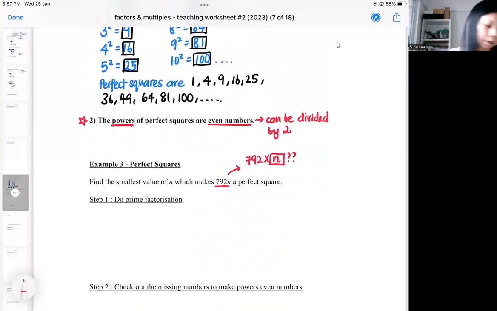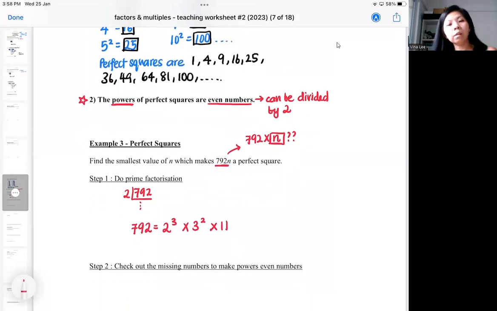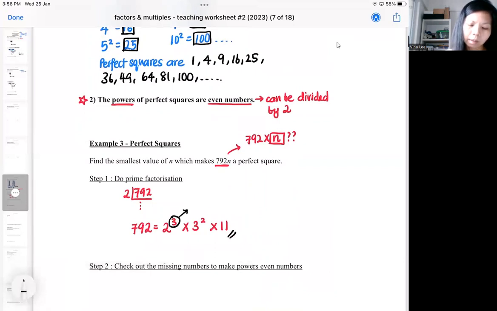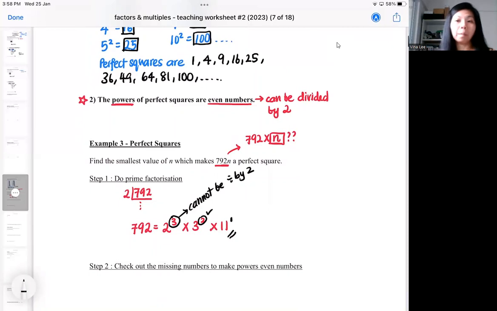The first thing I will do is a prime factorization. Do a prime factorization in your usual method. At the end of the prime factorization, I would have gotten this. After you got this, let's check the powers. This cannot be divided by 2. This can be divided by 2. When there is no power, the power is actually 1, so 1 also cannot be divided by 2. So 792 is not a perfect square because not all the powers are divisible by 2.